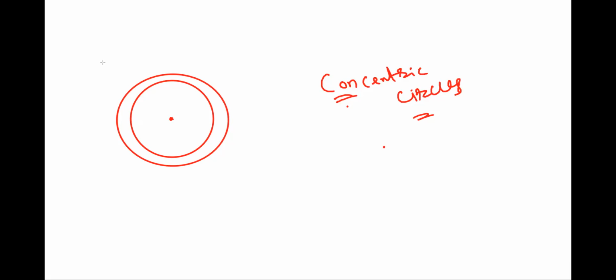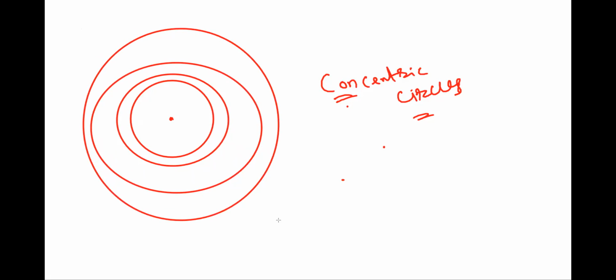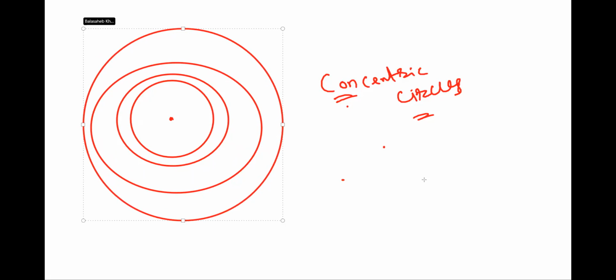We can have many other circles also with the same center. Suppose this radius is 3 centimeter, this may be 4 centimeter, this 6 centimeter, and this 10 centimeter. But all the centers are one. That's why all the circles are said to be concentric circles. Now is it clear to you all? Is there any doubt?